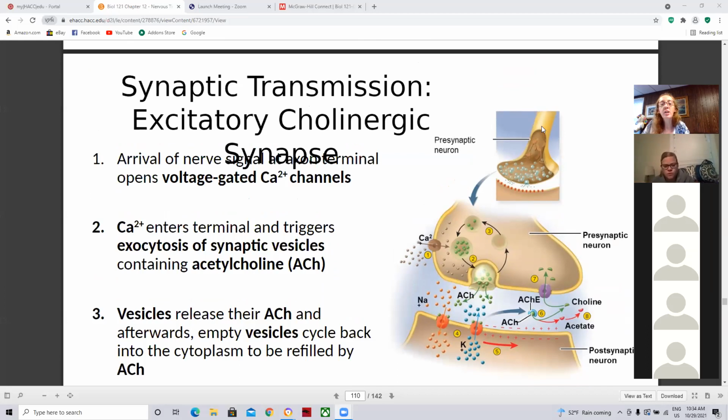arrives at the terminal and it opens voltage-gated calcium channels. If you remember, calcium is vital for nerve conduction. This is why. The action potentials are self-propagating, so they continue and arrive at the axon terminal. When they arrive at the axon terminal, they're going to open voltage-gated calcium channels. Calcium is going to enter the terminal and trigger exocytosis of the synaptic vesicles.